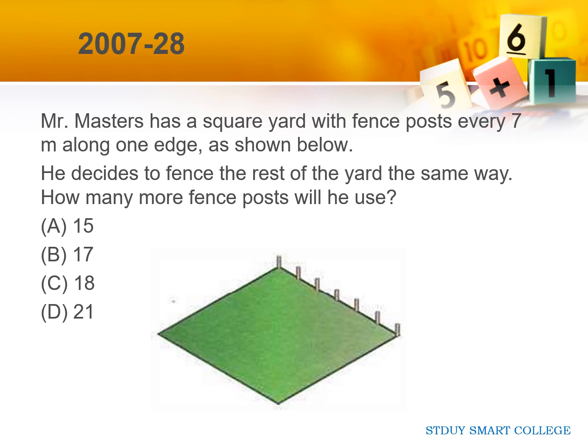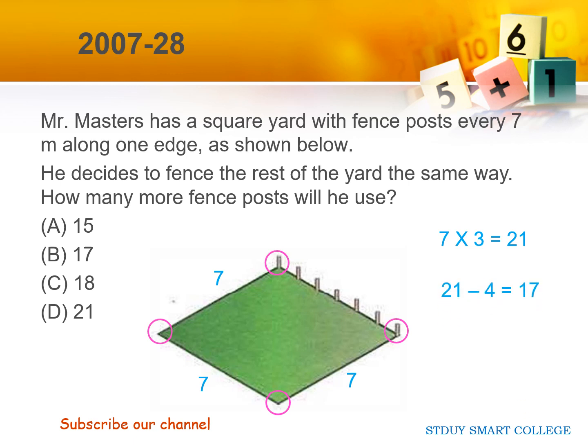Because he decides to fence the rest of the yard the same way, it means each of these 3 edges has 7 fence posts. Then 21 posts will be increased. But on the 4 corners of the yard 2, the posts were repeatedly fenced twice. We need to subtract the repeated 4 posts. So he will use 17 more fence posts. Hence choose B.